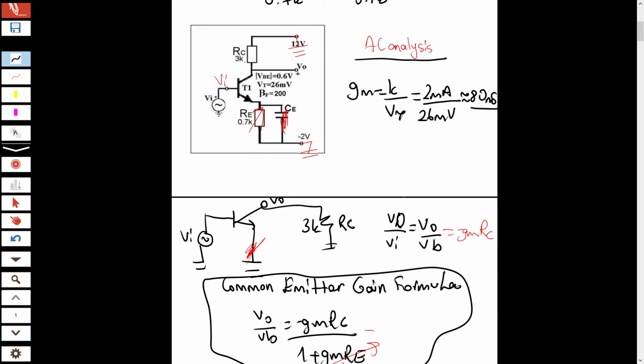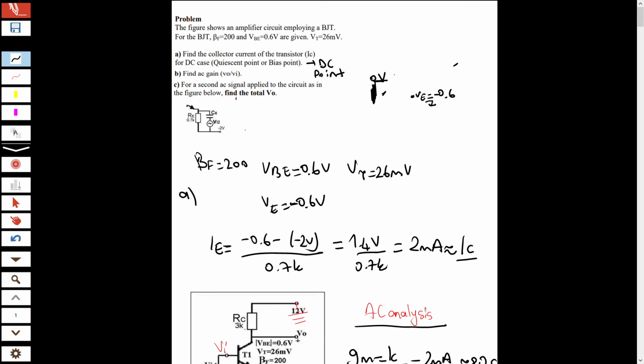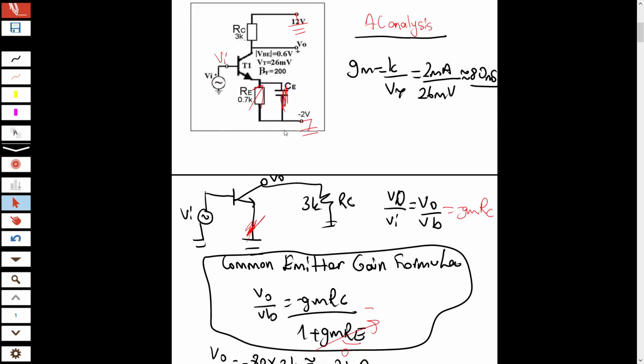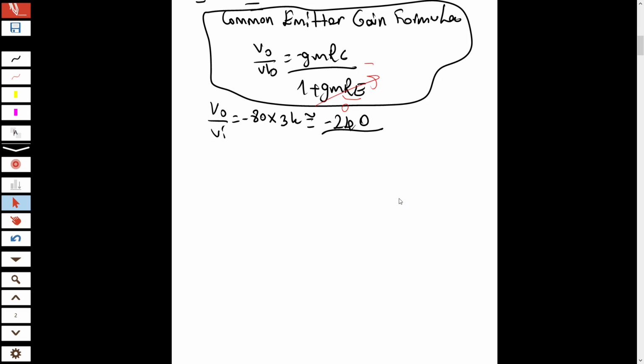So let's solve section C. For section C, a second signal is applied to the circuit as in the figure below, find the total V output. I am looking at the second signal applied to my circuit. Previously there was no V input 2, now there is V input 2. So what will change? Remember the superposition formula.